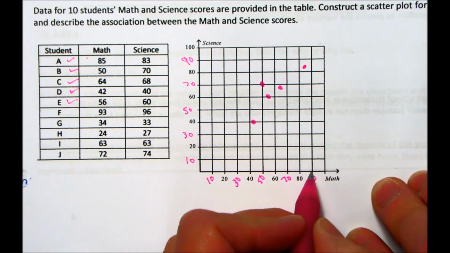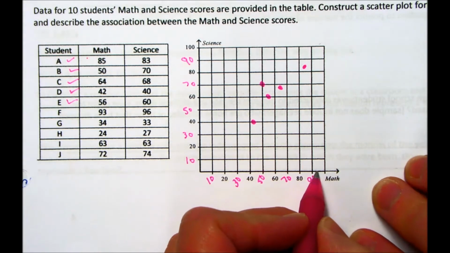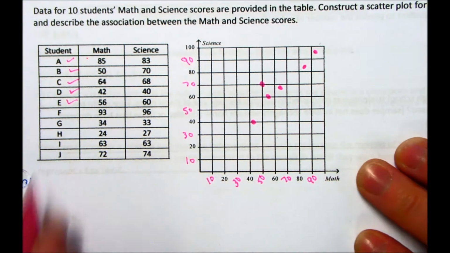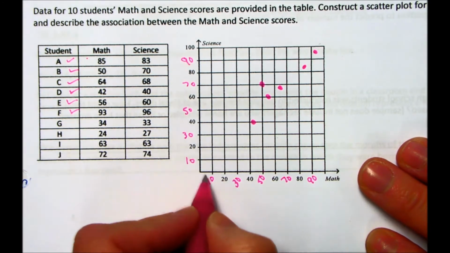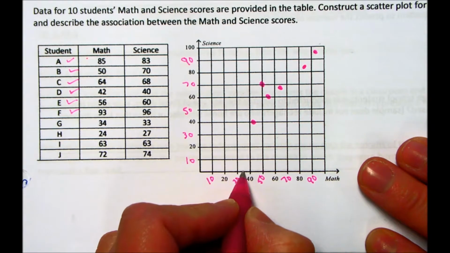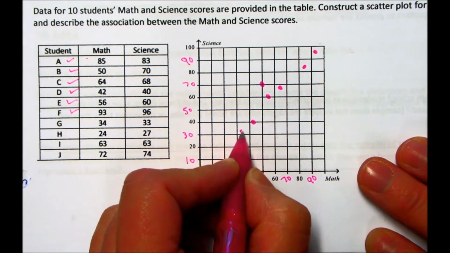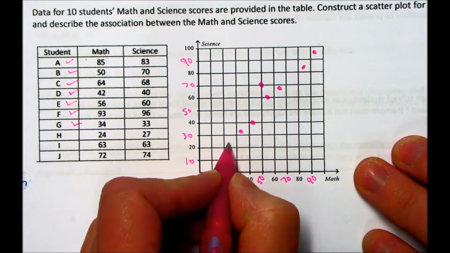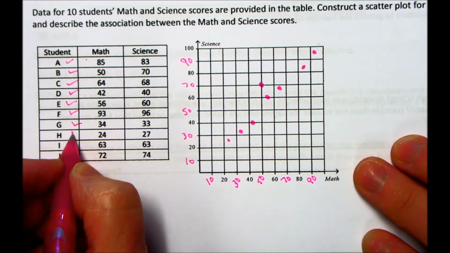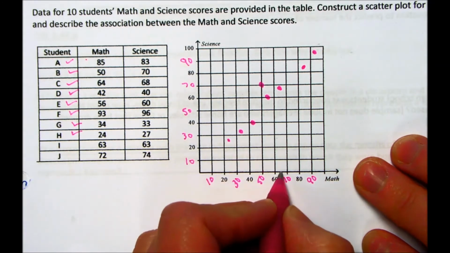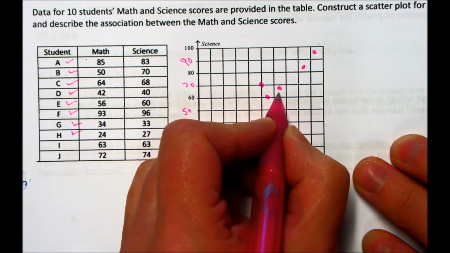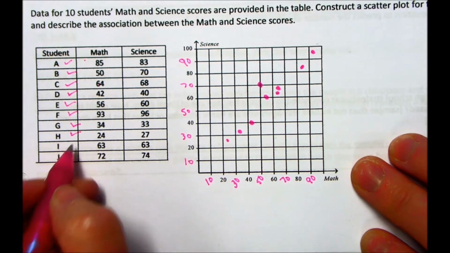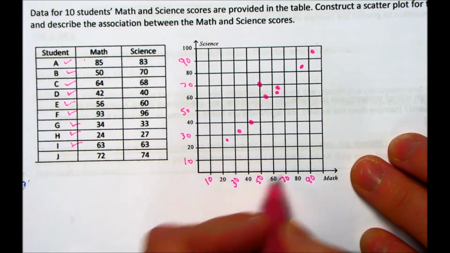93, 96, so here's my 90, so 93 would be about right here. 96 would be up here. 34, 33, so 34, and then 33, about right there. 24, 27 would be approximately right there. 63, 63. That one's really close to this other one that we had, that was 64, 68. And then 72, 74.